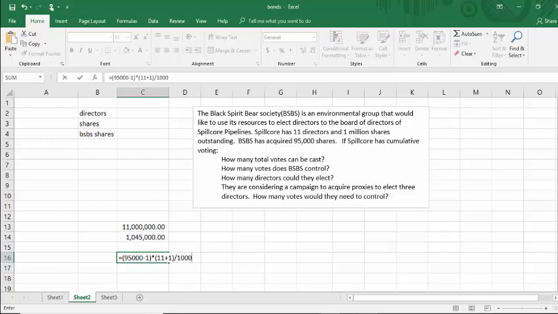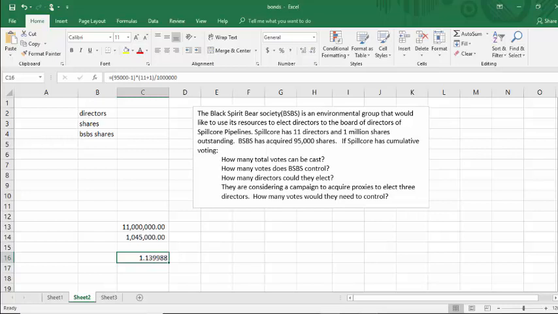And when we do that, we see that they can elect 1.139 directors. So basically, when you're doing this, you just truncate it. They can elect one director, even if it came out to 1.9999999 directors. They could still only elect one director.